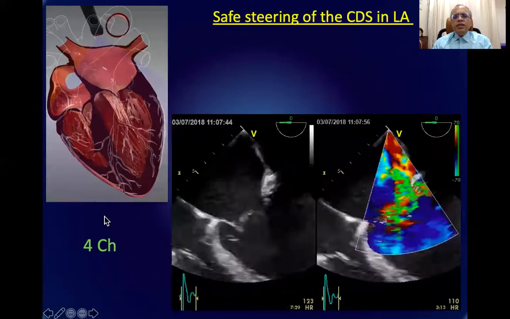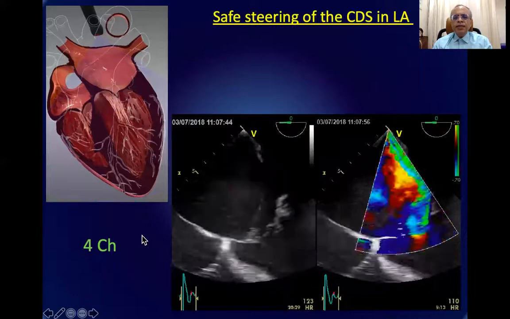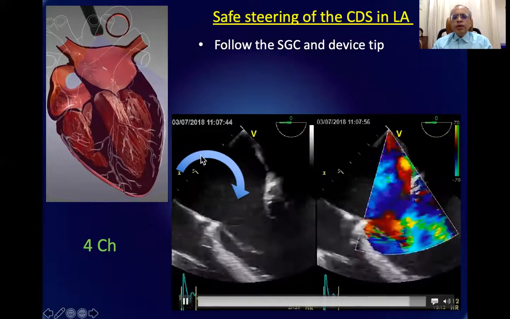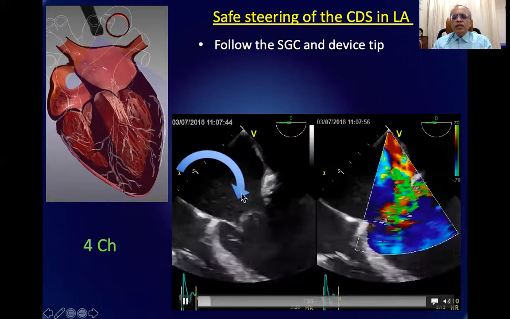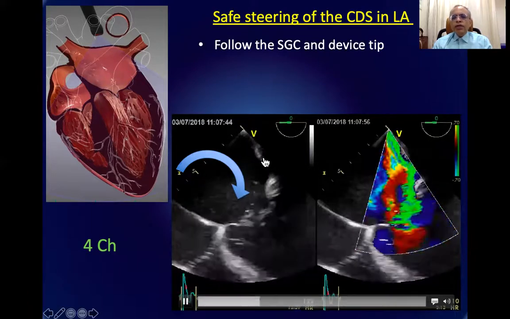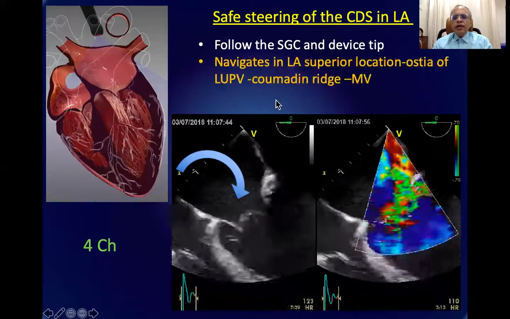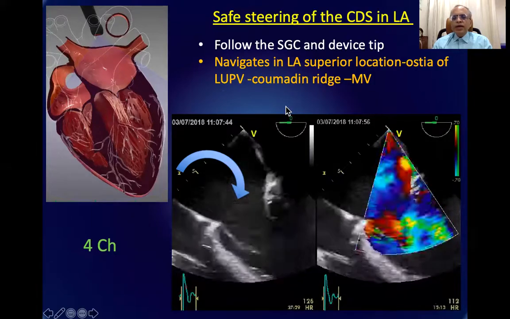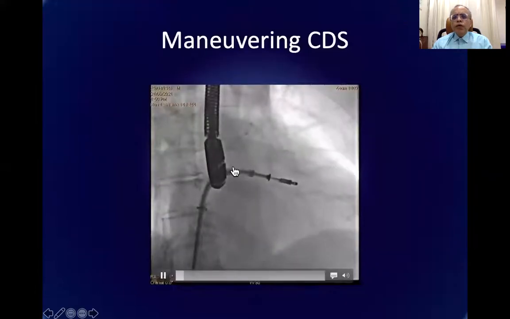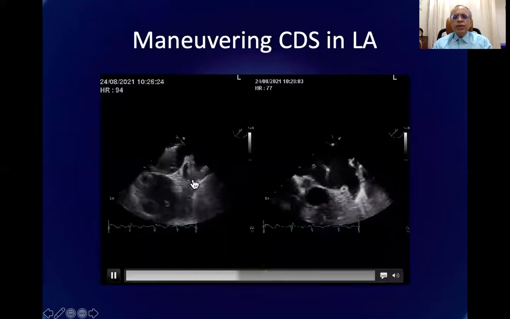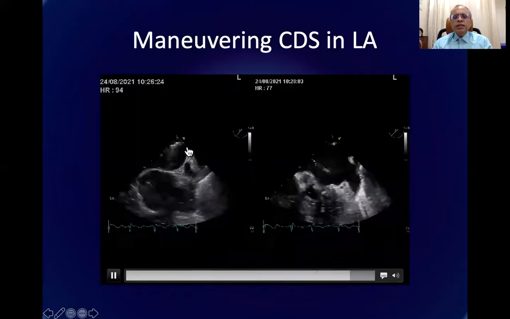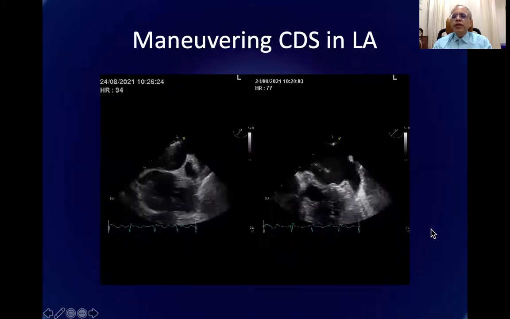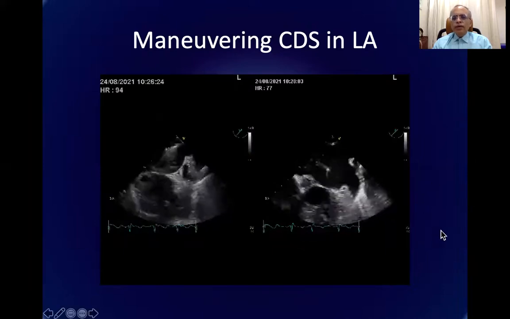Then maneuvering the steerable guide catheter and the clip delivery system is a major role of transesophageal echo, because the steerable guide catheter should be turned in such a way that the clip delivery system moves towards the mitral valve without touching the free wall of the left atrium. It should not damage the Coumadin ridge or any free wall of the left atrium, because that can tear the left atrium. So following the path of the clip delivery system by transesophageal echo is very important. You should steer free of the free wall towards the mitral leaflet, and this should be done continuously in the biplane view of the left atrium.